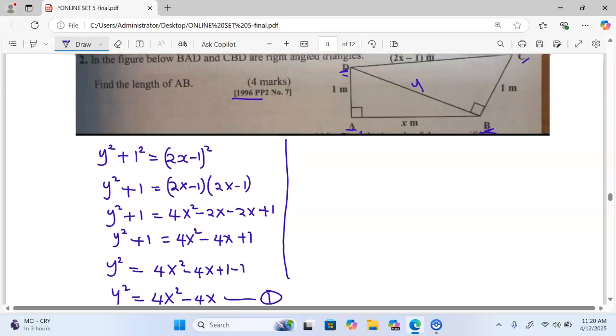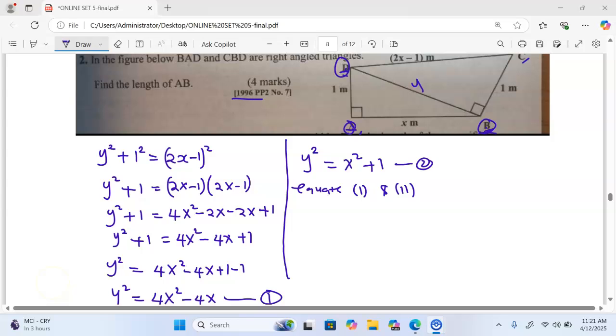We move again and pick on triangle ADB. Remember, 1 and x are the base and the height respectively. Y is the hypotenuse, and we know the square of the hypotenuse will be equal to the square of the base plus the square of the height. In this case, y squared is x squared plus 1, and we can call it equation 2. Then we equate 1 and 2.